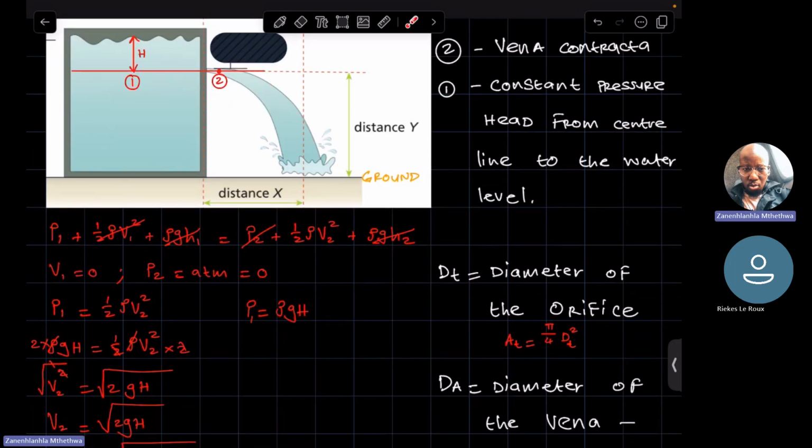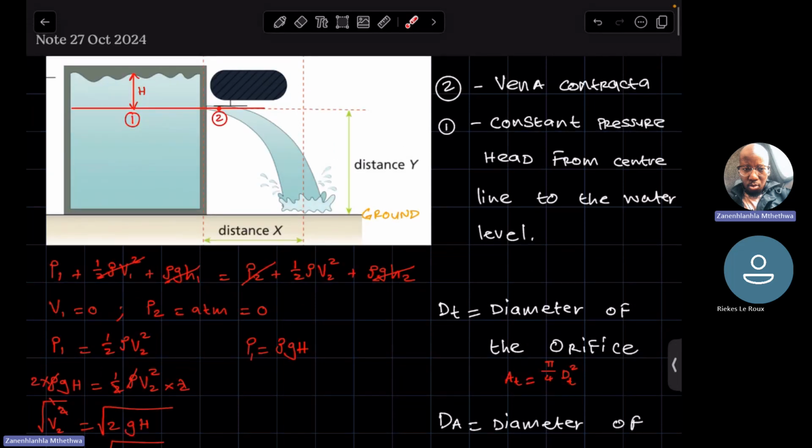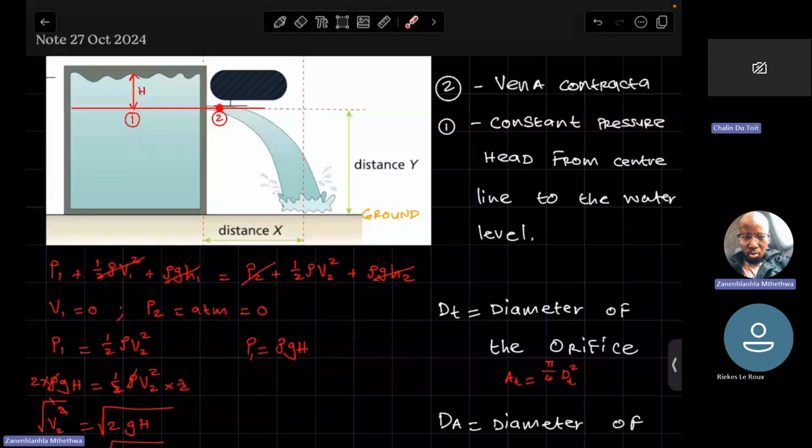Now let us see how the formula for calculating the theoretical velocity comes about. Bearing in mind that whichever findings, be it theoretical or actual, those findings are going to be of the vena contracta. So the theoretical velocity is essentially V2, and the actual velocity VA is also at V2.